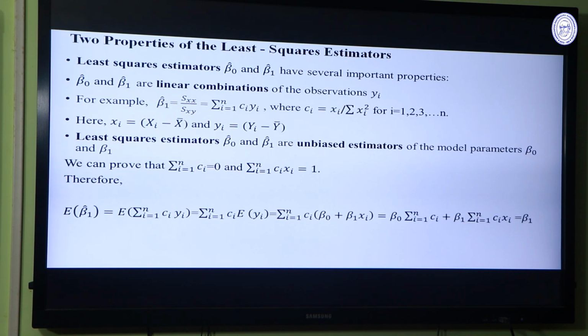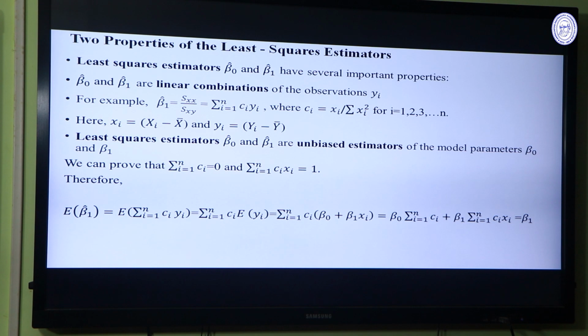Now, what is the property of these two least square estimators? I would mention just two properties here, because there are more properties, and certain properties will lead us to the famous Gauss-Markov theorem, which I will discuss in the next class. I would just mention the first two properties.